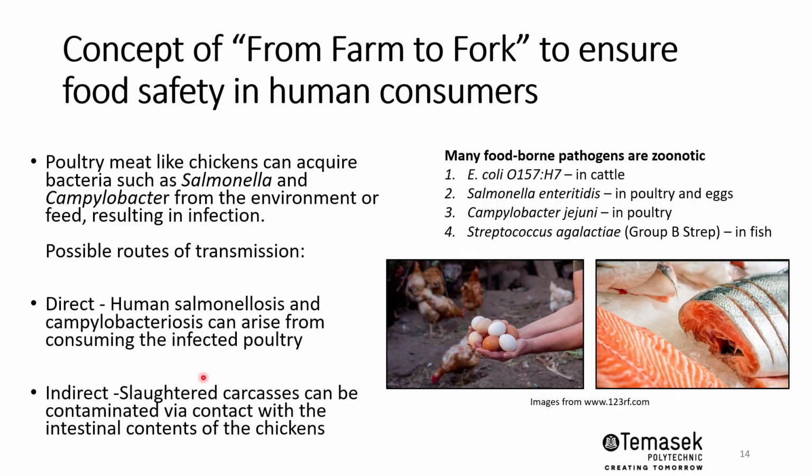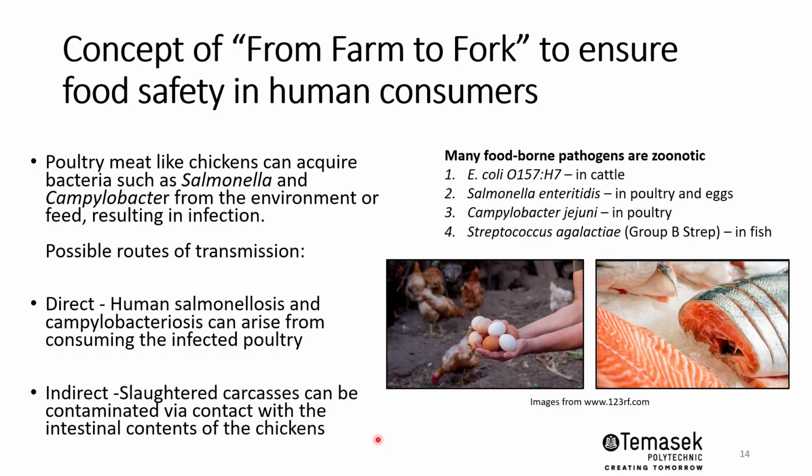An indirect route for the transmission of zoonotic diseases can be the slaughterhouse, where the slaughtered carcasses are contaminated via contact with the intestinal content of the chicken, and this may inevitably come in contact with the staff who are working at the slaughterhouses.